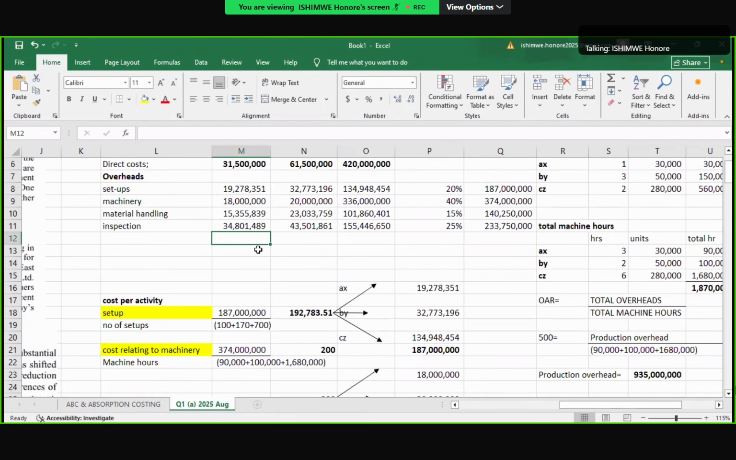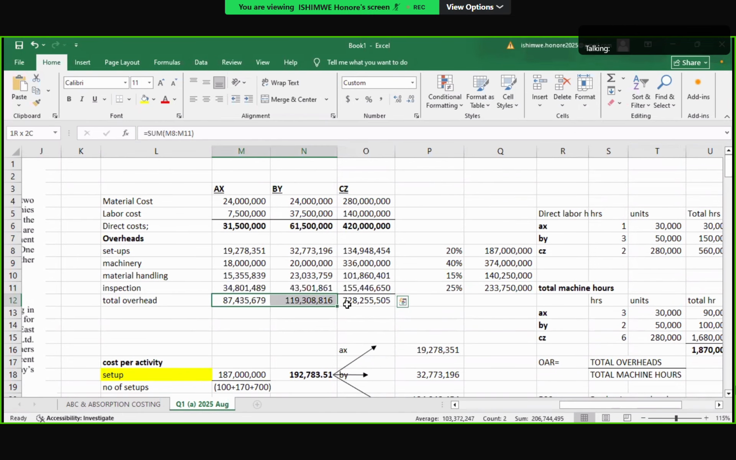So I can determine the total overhead. Total overhead, which is this. This is total overheads. Okay. This is total overheads. So if I add it, it should give me 935 million. Okay, that's what it should give me. So this is the total overhead.